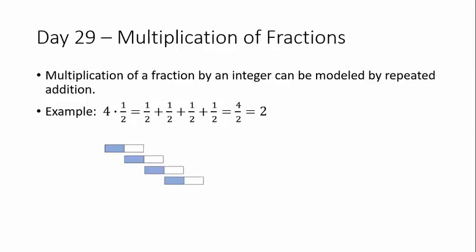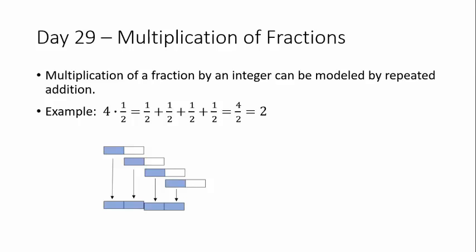You can model this also with things like fraction circles, fraction strips, and other sorts of manipulatives. You'll see here that I've got 4 fraction strips, and in each strip we represent 1/2. When I put these together, I see that I have filled in 2 complete fraction strips. So 4 times 1/2 is equal to 2. This is a physical representation of this multiplication problem.